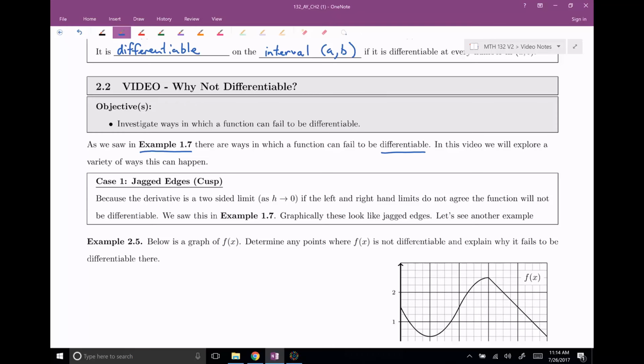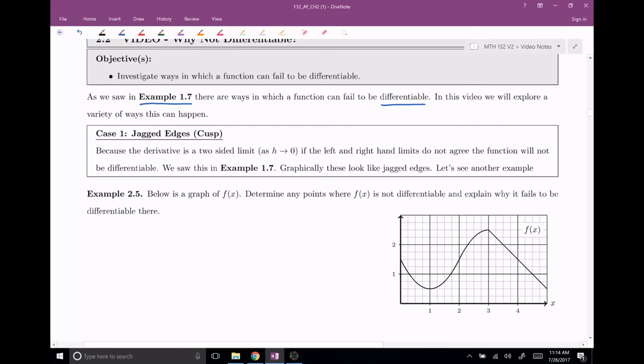And the first way is going to be the exact way that Example 1.7 failed, and it's because it had these jagged edges, or more formally, this is sometimes referred to as a cusp. Because the derivative is a two-sided limit, as h goes to 0, if the left and the right-hand limits do not agree, the function will not be differentiable. So again, we saw this in Example 1.7. Graphically, these look like jagged edges.